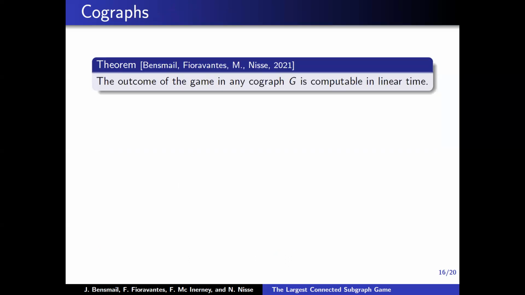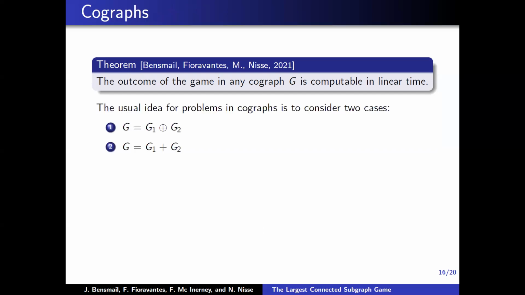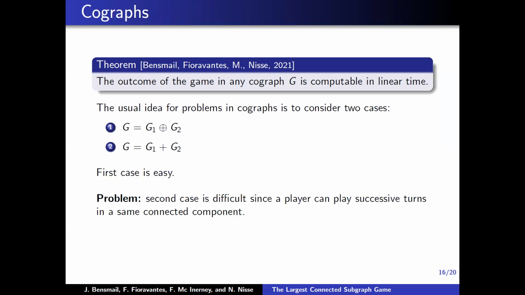And what we have is that we can determine the outcome of the game in a cograph in linear time. So the usual idea for problems in cographs is to consider 2 cases. So the disjoint union and the join. So the first case is easy. The case of a join is easy.